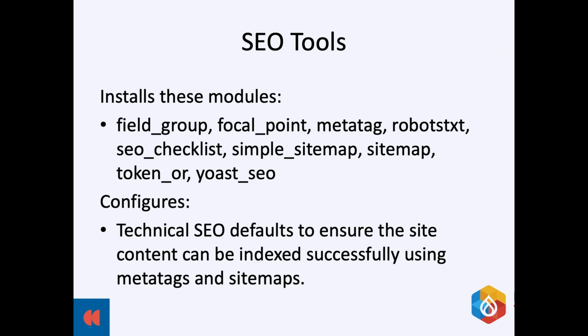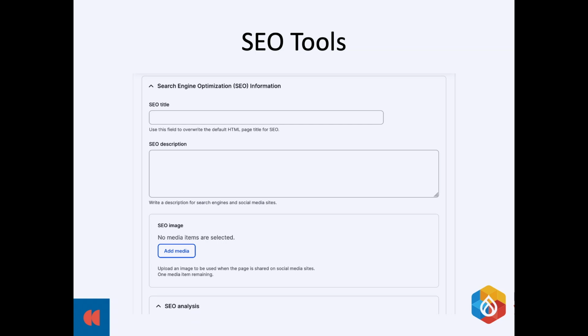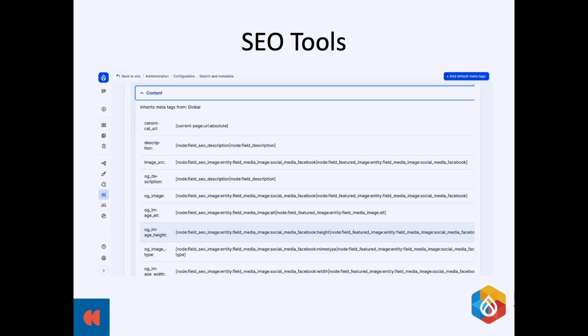There is something to mention here. There we go, 5 minutes to go. The token OR module is nice because if you leave the SEO title empty, it'll go, well, just give me the title. Same with the description. And that's what the meta tag kind of config looks like. So you can see there you've got field SEO description or field description, and it does that all the way through.